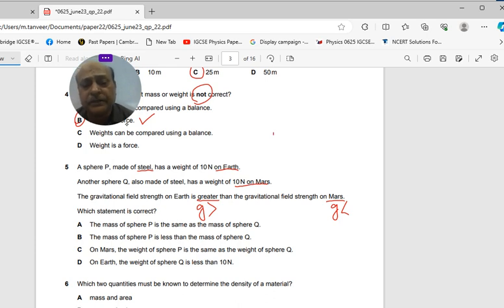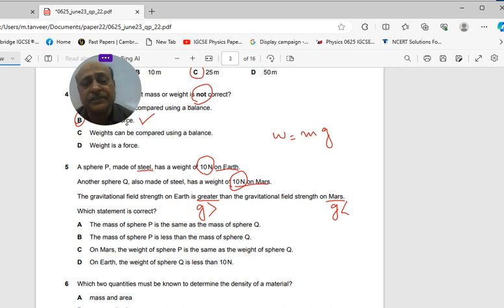We know that W equal to mg, mass and value of g. When the value of g is greater, so weight must be greater. When the value of g is less, then weight must be less. But here the situation is weight is same. How can weight be same? Weight can only be same if mass is less. When mass is less, then weight will be same.